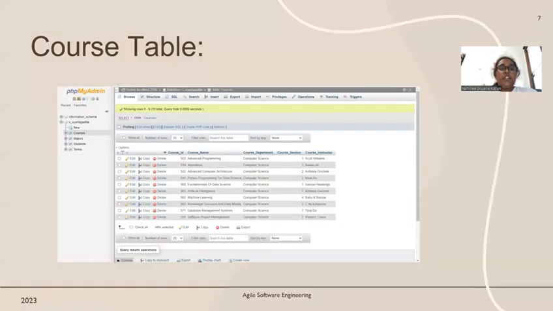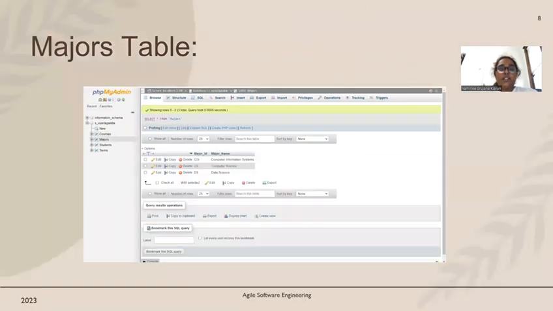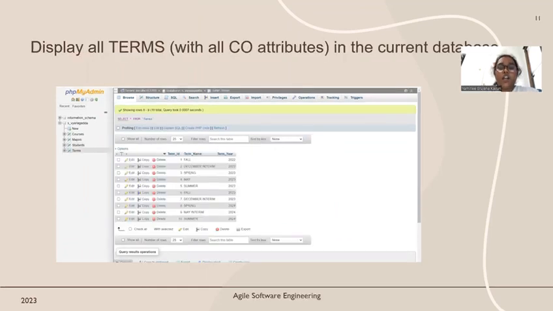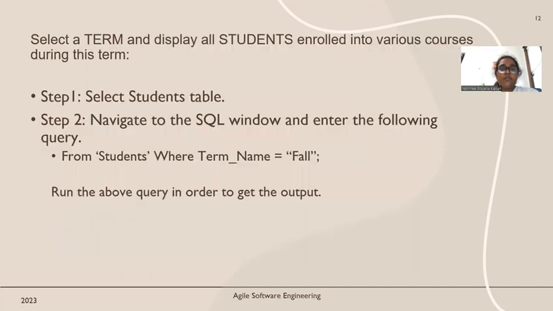See, in the PPT, we presented the course table, majors table, terms table, and students table, and according to our variant, we are asked to display terms table with all the attributes, and this is the terms table displayed with all the attributes. Now, the other thing along with displaying terms table, it is asked to display the students enrolled in the various courses during one particular term.